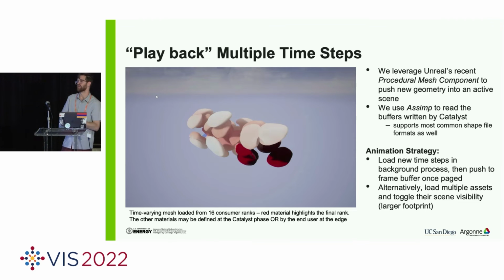And this is where that library assimp I was talking about comes into play. It supports PLY, which is what Catalyst is writing, but you could do this with all kinds of shapefile formats.